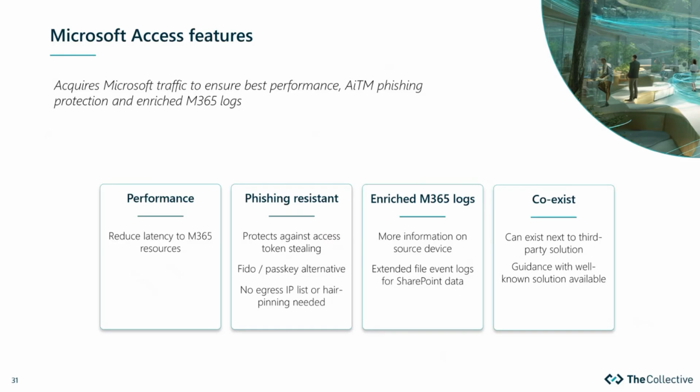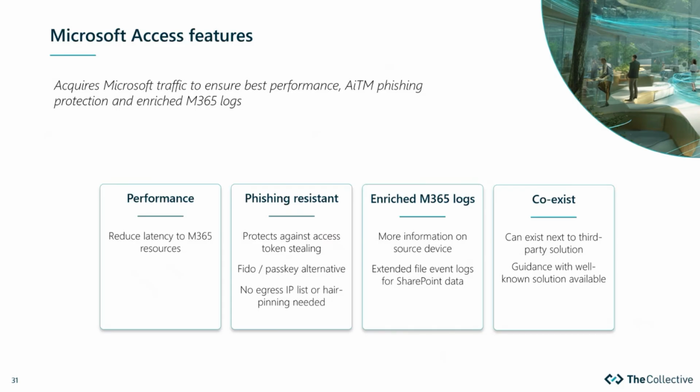that when we do not use global secure access, we have a certain latency to Microsoft resources. But once we switch on the global secure access client, you will see that the latency drops to, for example, Microsoft Teams. The second feature is phishing resistant. So if you use global secure access, we can guarantee you phishing resistant authentication for your users, making sure that you're protected against typical access token stealing attacks or MFA bypasses that are happening in the wild now.